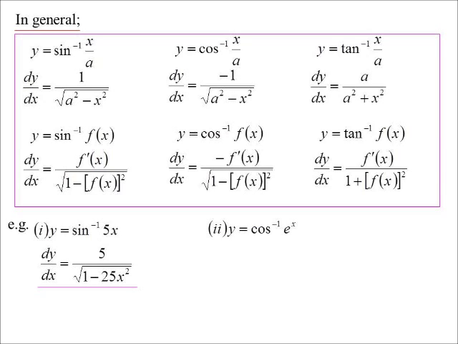Now the inverse cos of e to the x. Minus the derivative of e to the x, which is, of course, e to the x, over the square root of 1 minus the function squared, so 1 minus e to the 2x.